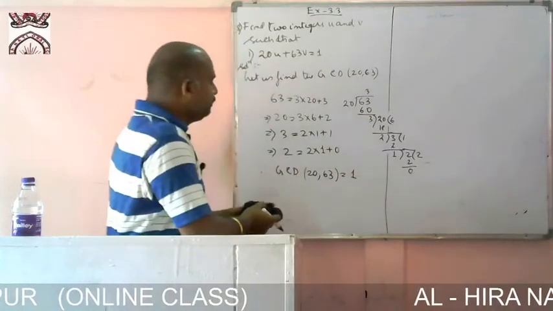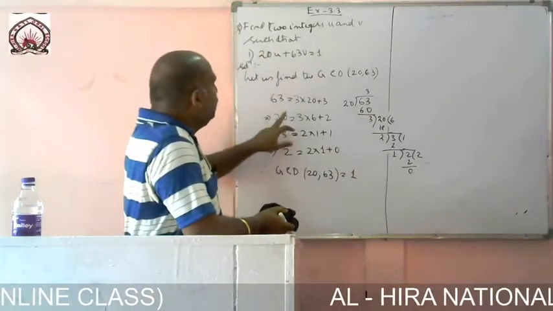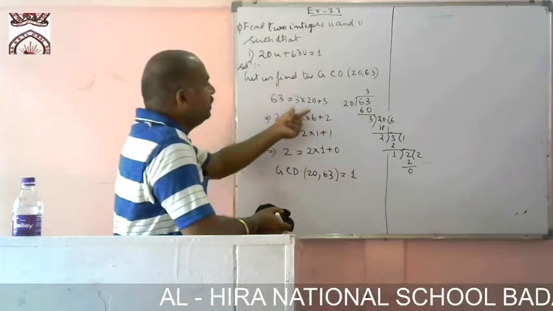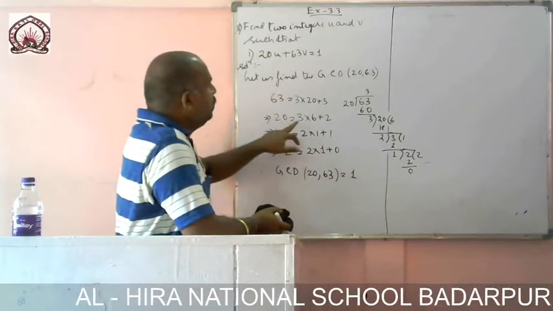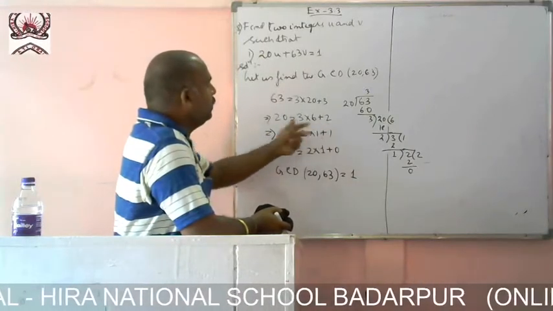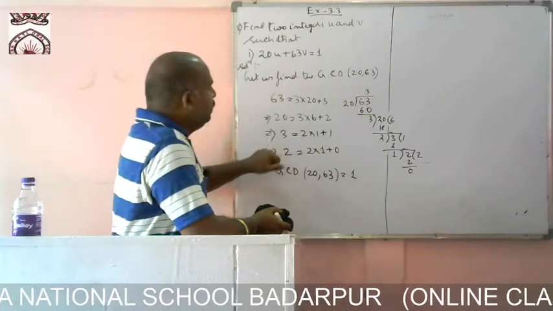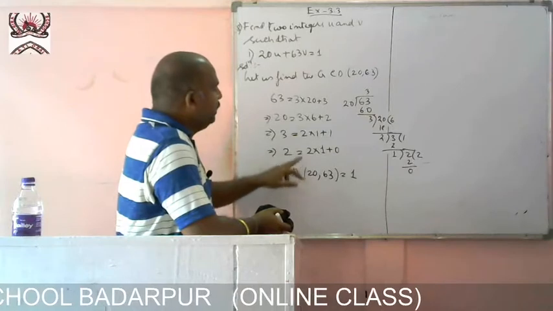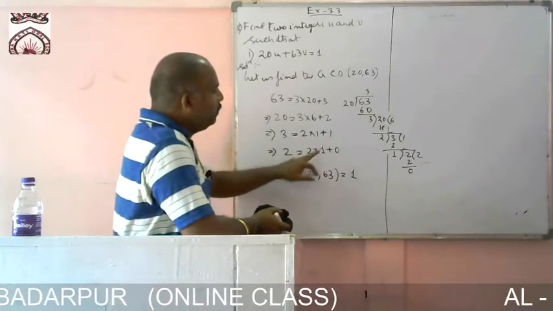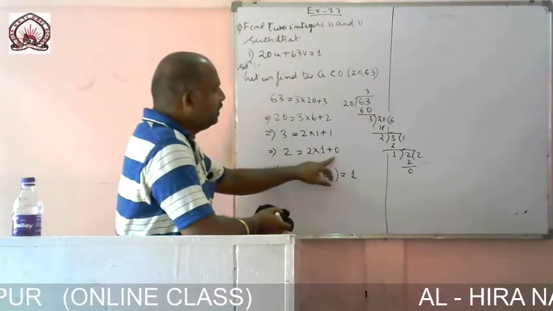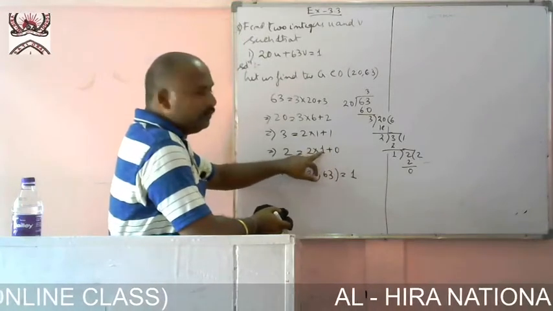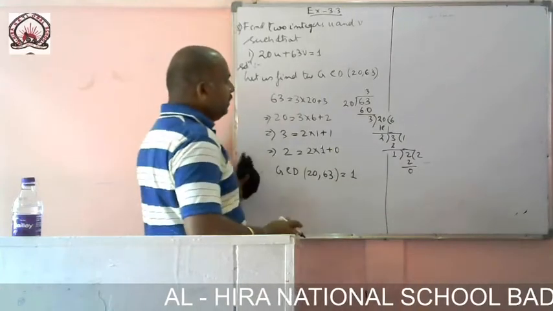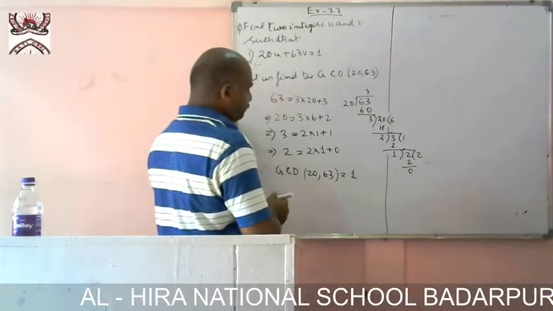The GCD is equal to 1. Now see here, 63 is nothing but 3 into 20, 60 plus 3, so we get 63. Now 20 is 3 into 6, 18 plus 2. From 3, we get 2 into 1 plus 1, which is 3. Now from here, 1 into 2 gives 2. So what we are taking here is 1. So the GCD of 20 and 63 is equal to 1.